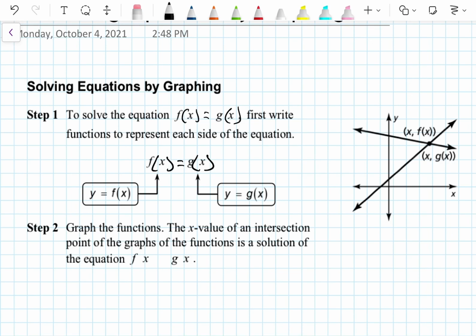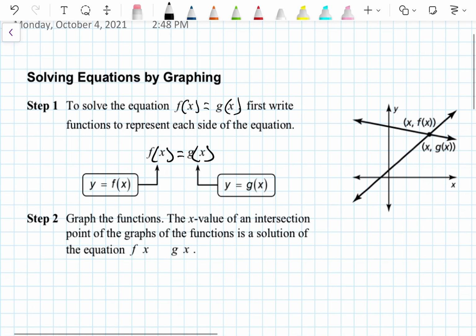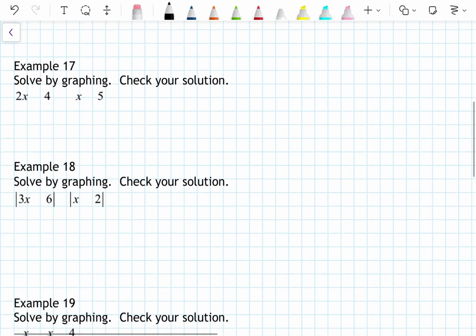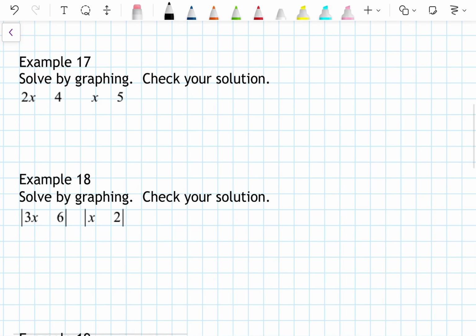Normally, whenever we have something like this, we'll solve it by hand by adding our x's using algebra. But we are able to solve them by graphing. So this is just a different way to do this. Yeah, so let's look at example 17.